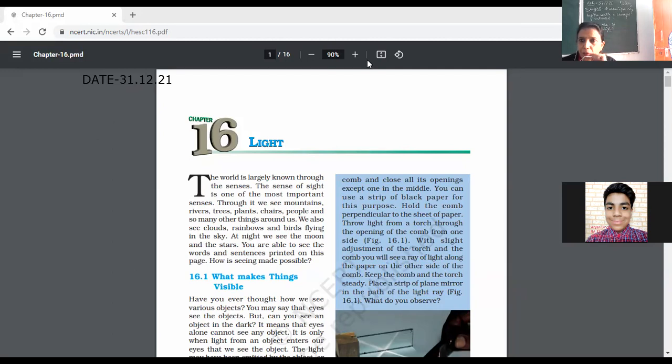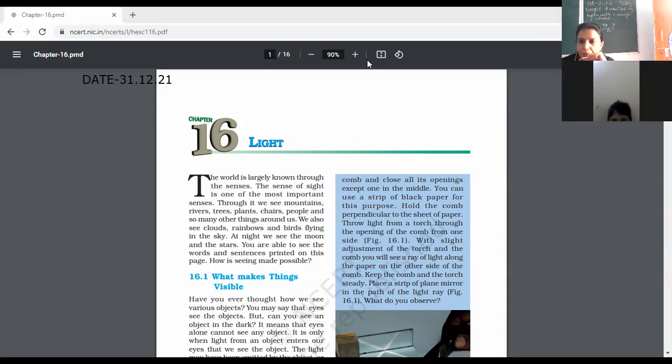It's a very common word which we use. Switch on the light, switch off the light. Things are visible only when we see them in the light. And we have a sense organ, the eye, with the help of which we can see the different things around us.